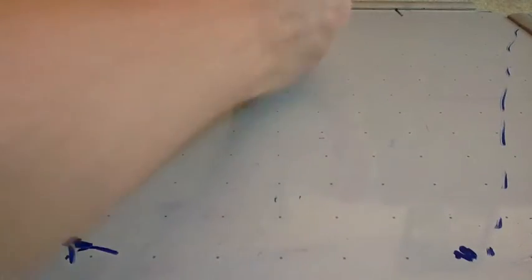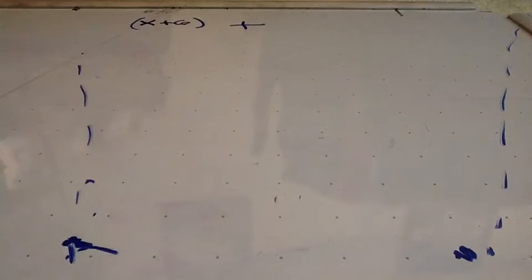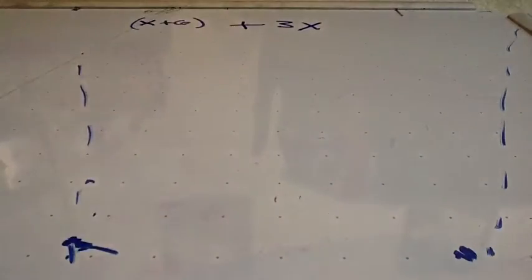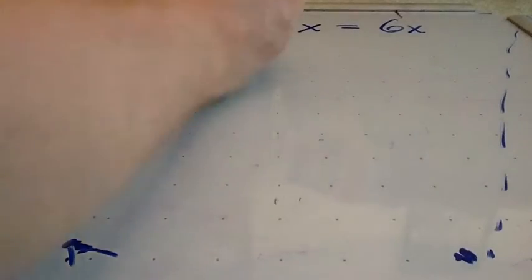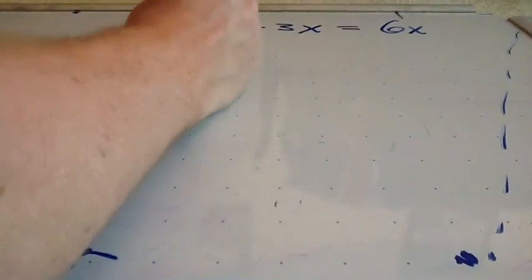And here's the equation we're going to write. We're going to write part, so x plus 6, plus the other part, 3x, equals 6x. That make sense? Okay, now we're going to combine like terms. So that gives me 4x plus 6 equals 6x.